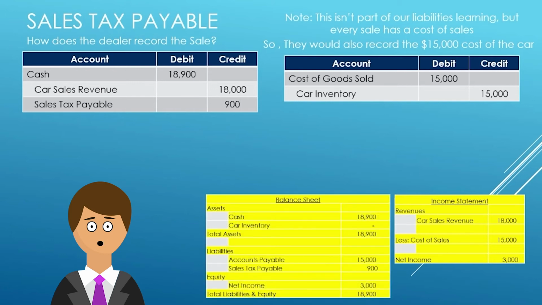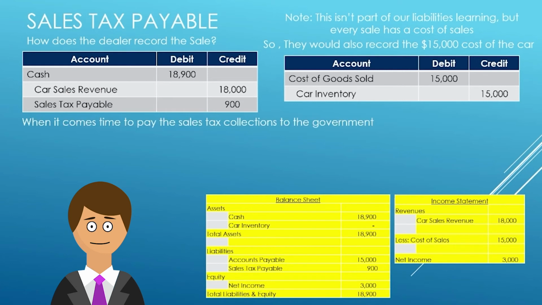So let's look what their balance sheet looks like. They've now added cash of $18,900. They no longer have that car on their lot anymore, so that's zero for inventory. So their total assets are $18,900. They've got liabilities. They still haven't paid the manufacturer yet, so they still got that accounts payable of $15,000. But you'll see the new sales tax payable in there for $900. And we bring the net income over into the equity section of $3,000. So now we're back in balance. We've got assets of $18,900, liabilities of $15,900, and an equity of $3,000 to also add up to the $18,900, and we're in balance.